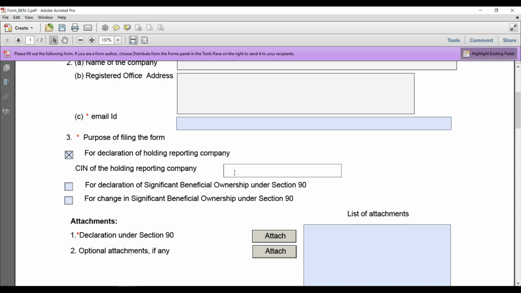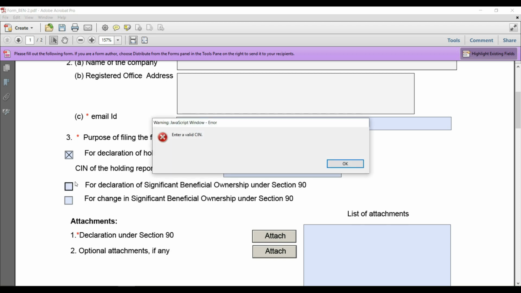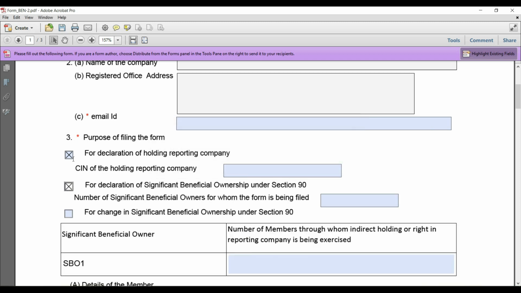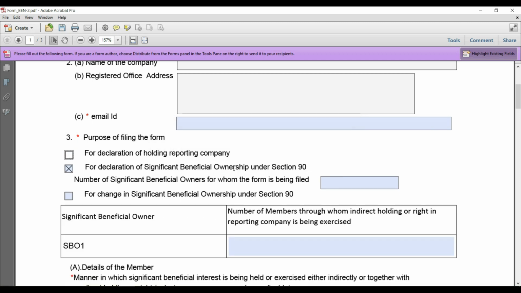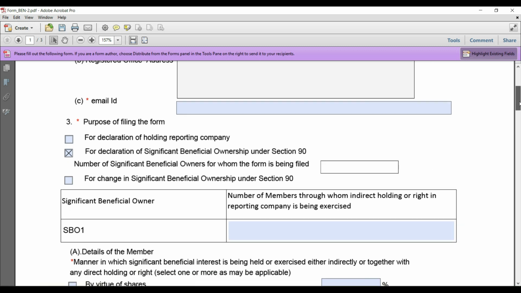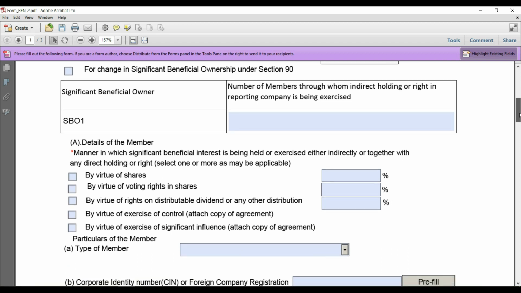Okay. In most cases, we have to choose option 2. You have to deselect the option. You cannot select two options. You have to select one option only. Okay. Then we have to mention how many significant beneficial owners there are. If one is there, we have to mention one. If two are there, we have to mention two.